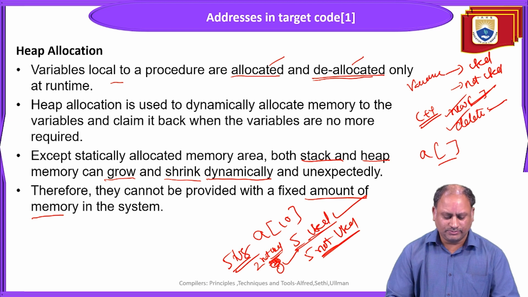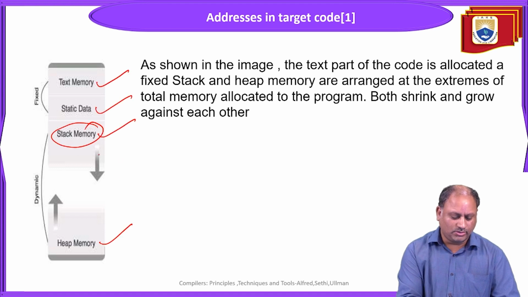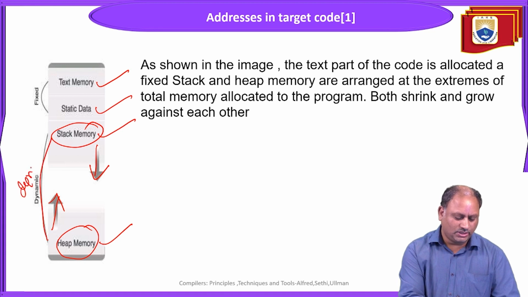Sometimes a fixed amount of memory in the system is required, which is not available in this case. This does not come under dynamic memory, where there can be a different set of objects. For example, in this diagram you see the text memory, static data, stack memory, and heap memory. The stack memory extends towards this side, and the heap memory extends this side, and this type of thing is dynamic. It is a dynamic one.